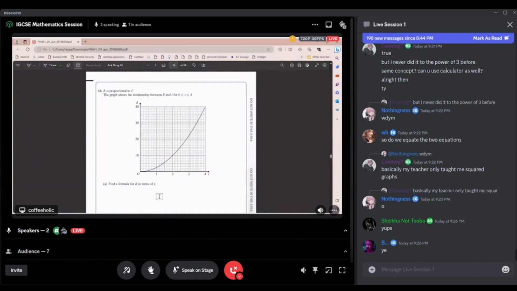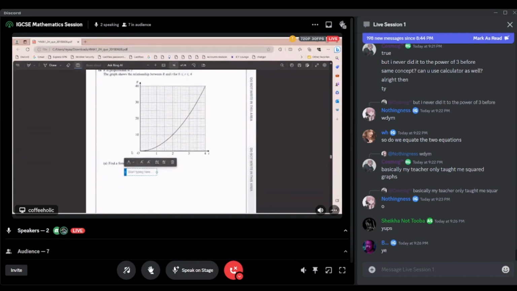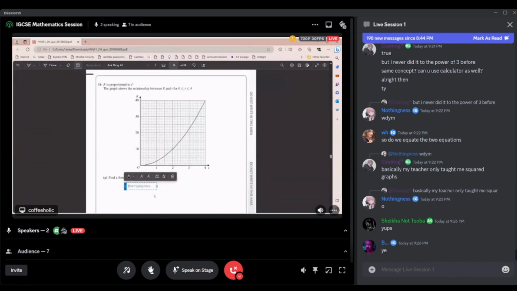Do you want to go with this one, Living, or no? Yeah, okay. So for this, R is proportional to T squared. The graph shows the relationship between R and T for the given range. Find a formula for R in terms of T.